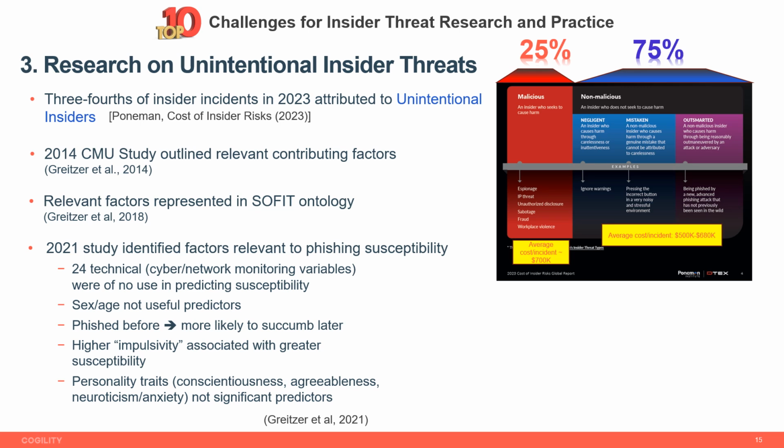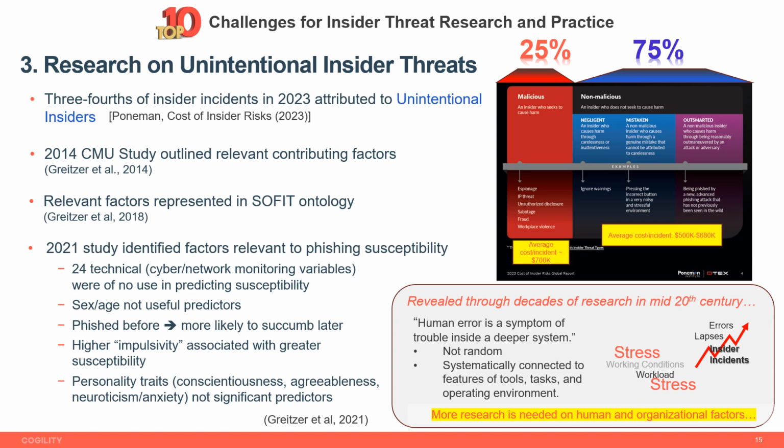More research is needed here, but we are well advised to heed a long history of research on human reliability and human error, revealing that organizational factors such as excessive workload or toxic management systems increase stress, which in turn increases the likelihood of errors and lapses that underlie many unintentional insider incidents.